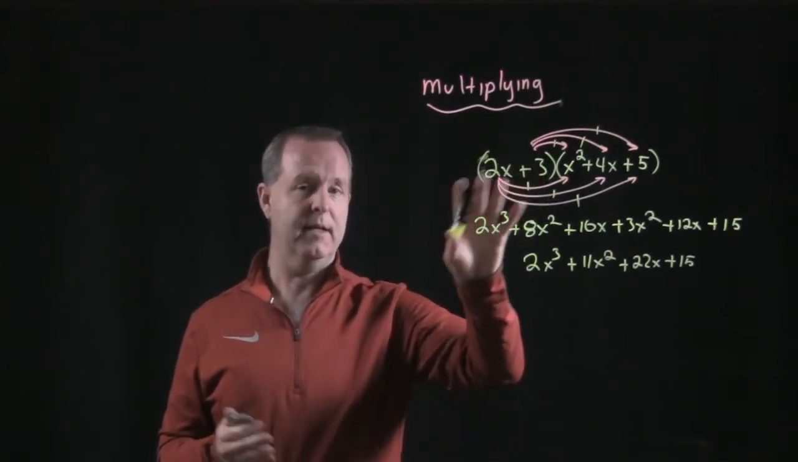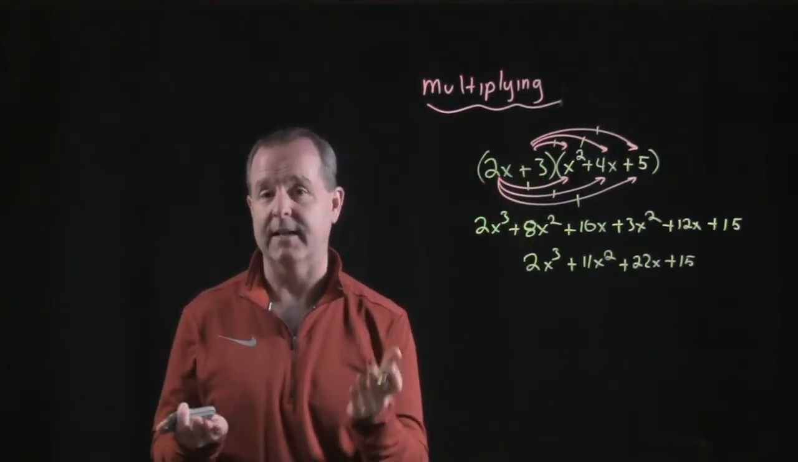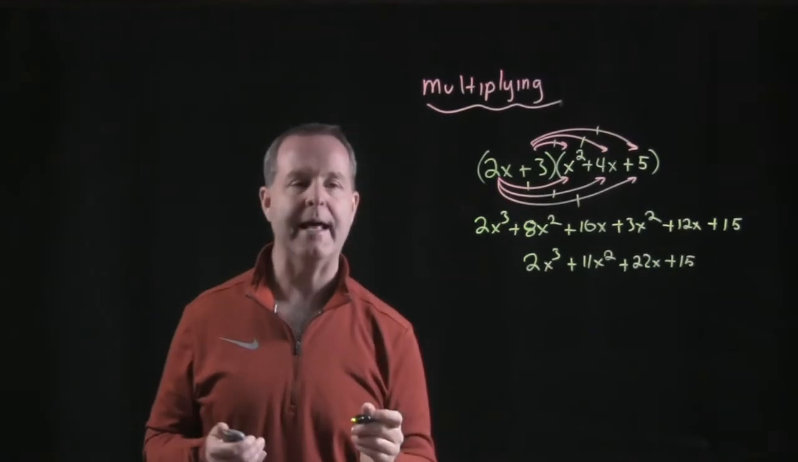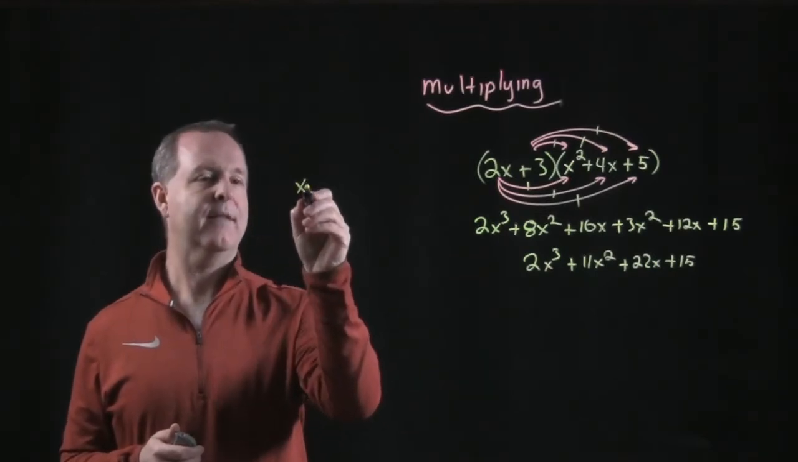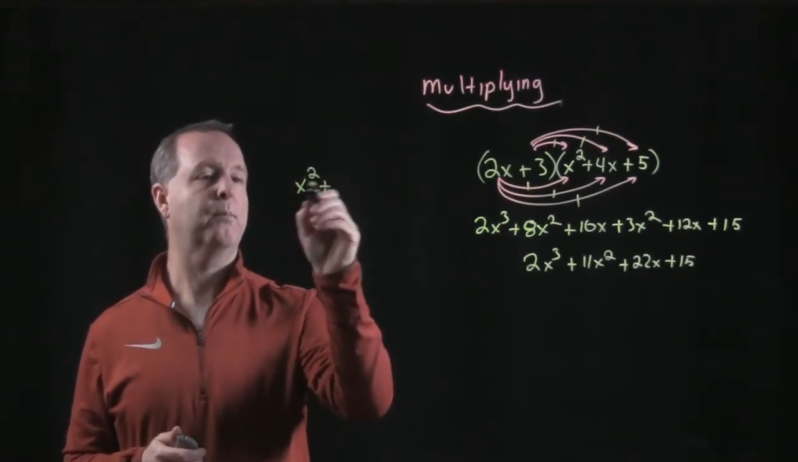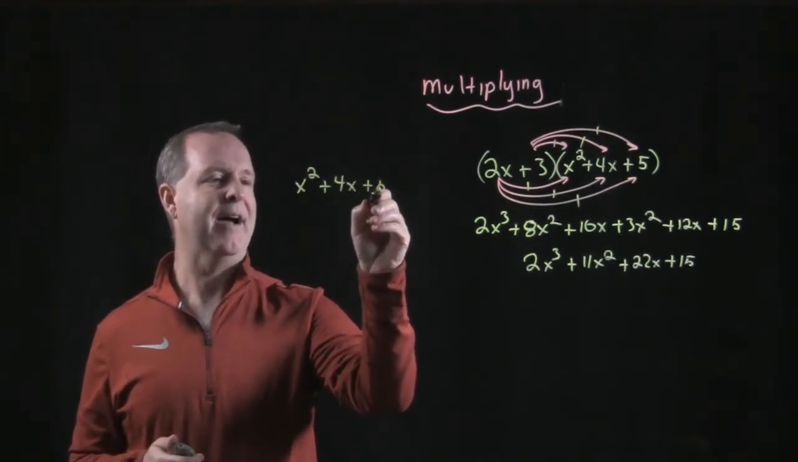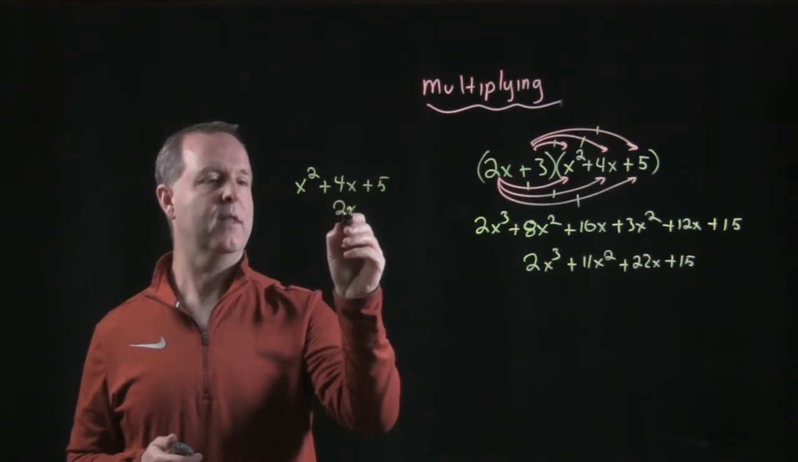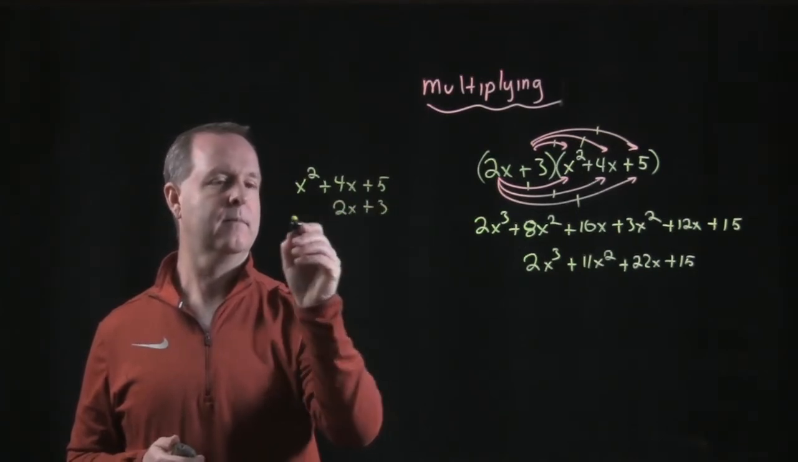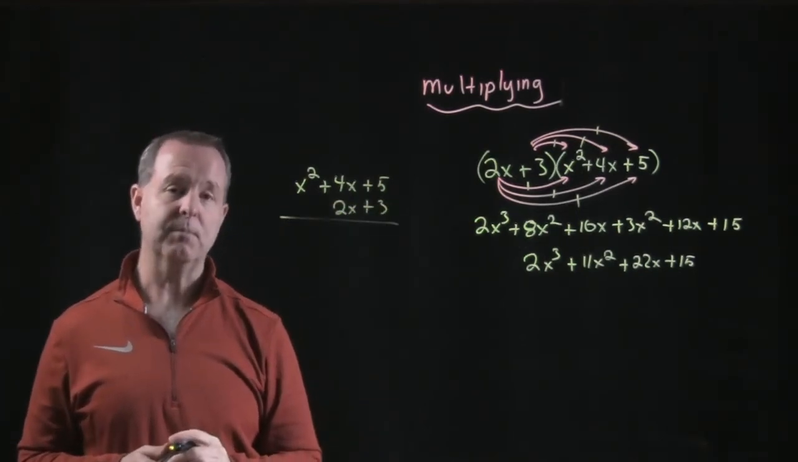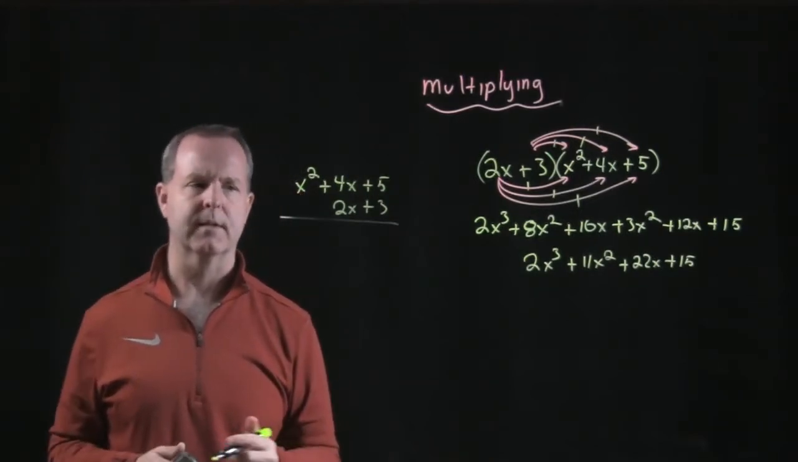I prefer this method, but some of us might prefer to stack it and multiply vertically. So what would that look like? Well, let's stack them up with the bigger polynomial on top, just to kind of make it easier. Don't have to, but it makes it easier. The other one on the bottom. Now it looks like we're going to multiply, maybe like how we multiply numbers.